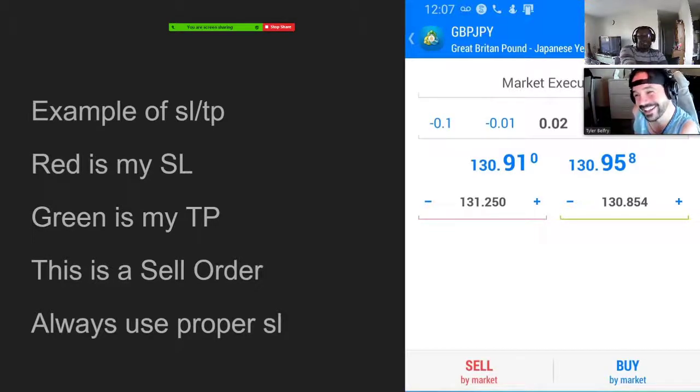So from what we see on the screen, can you tell me what my take profit is, what my stop loss is? Your stop loss would be 131.25 and your take profit would be 130.85. What kind of order am I placing?